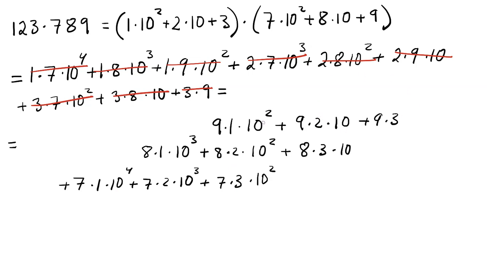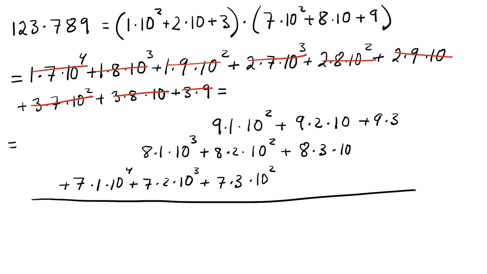And the point here was to put all of them with the same base 10 power under each other. So here I have all the tens, here are all the singles, here are all the hundreds, all the thousands, and all the 10,000s. So now I see that I can add them up vertically. It doesn't matter in which order I add them up.